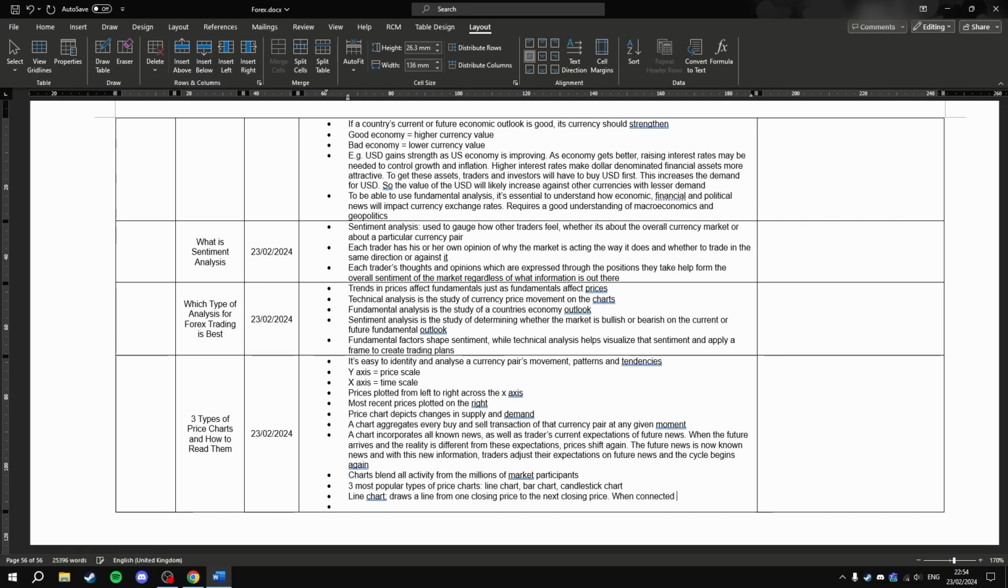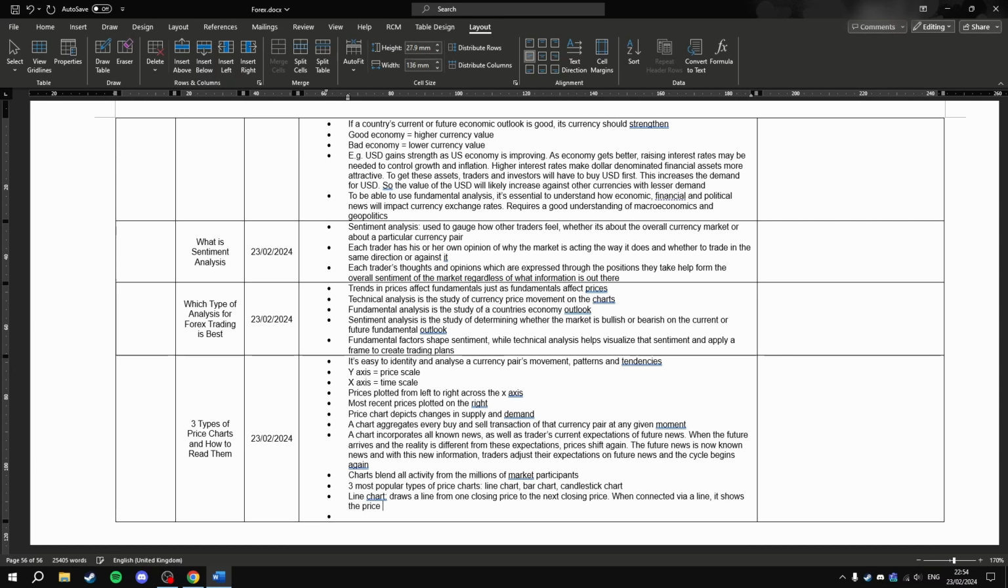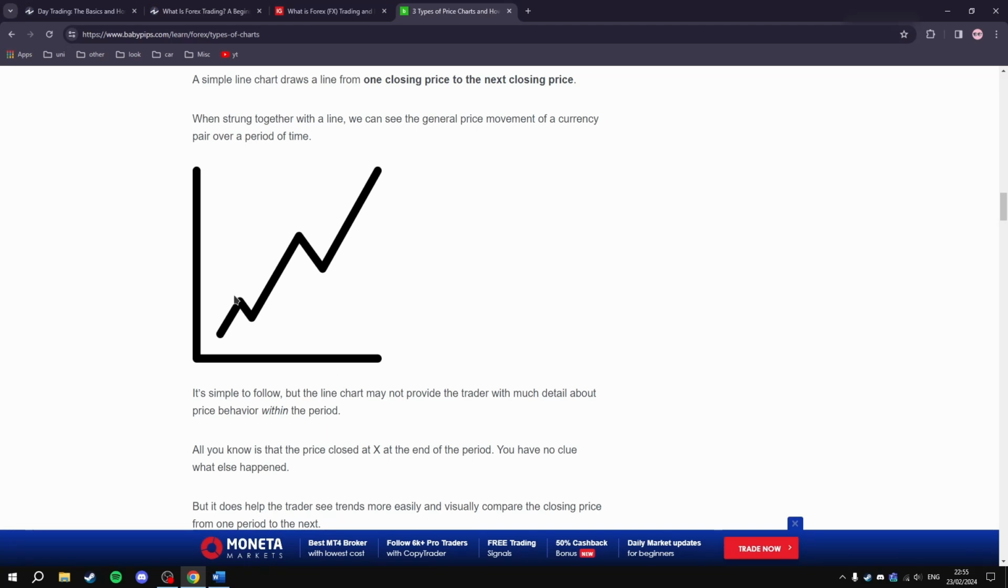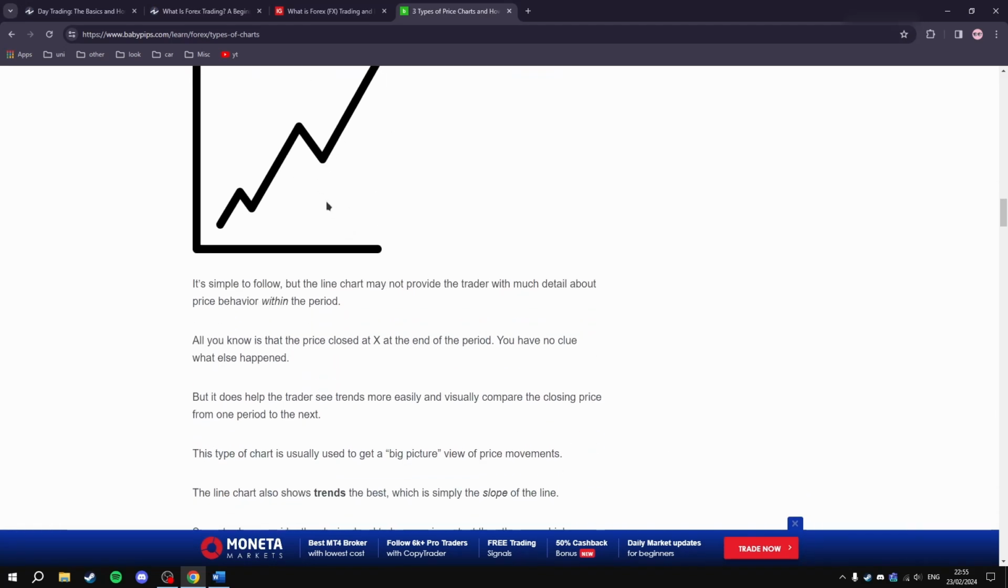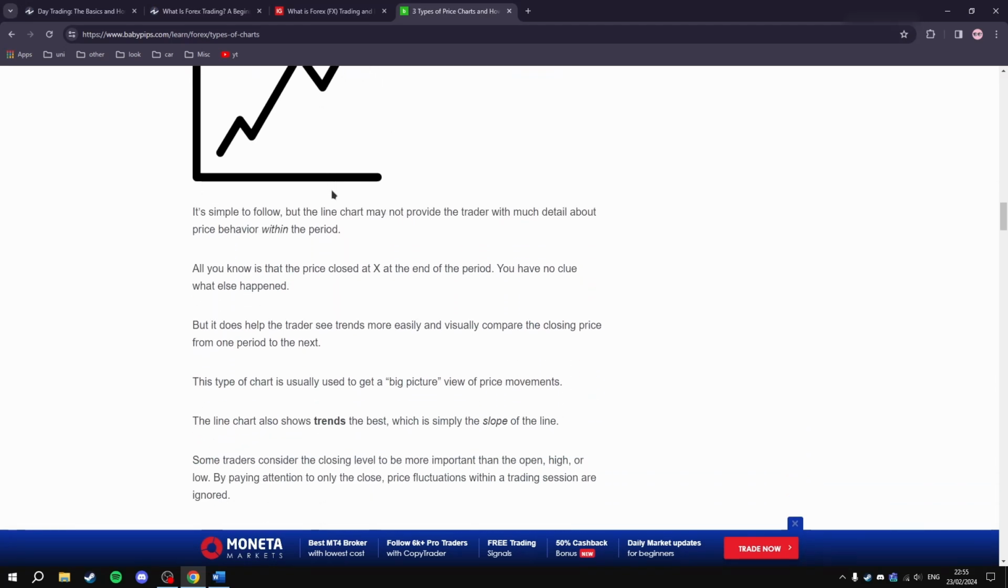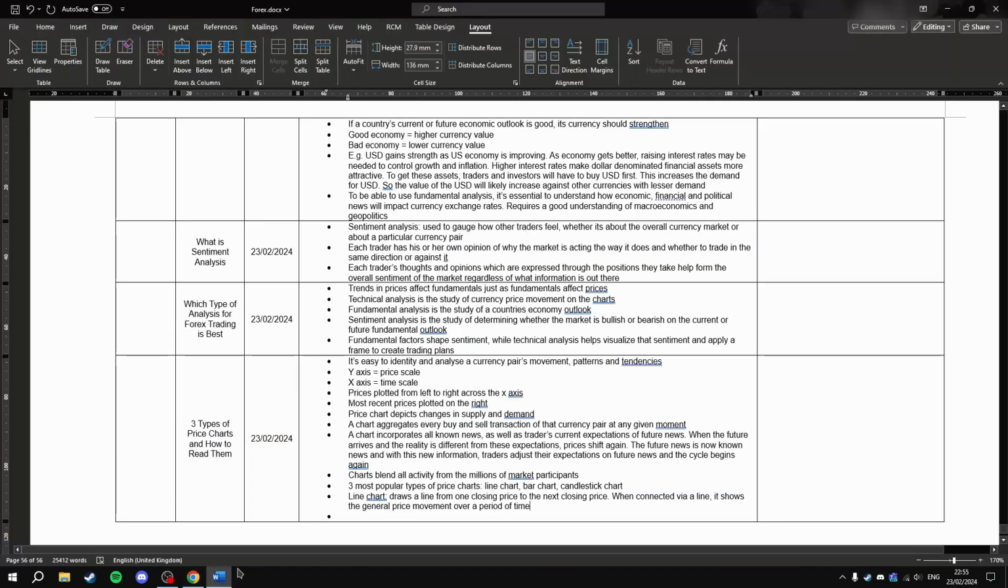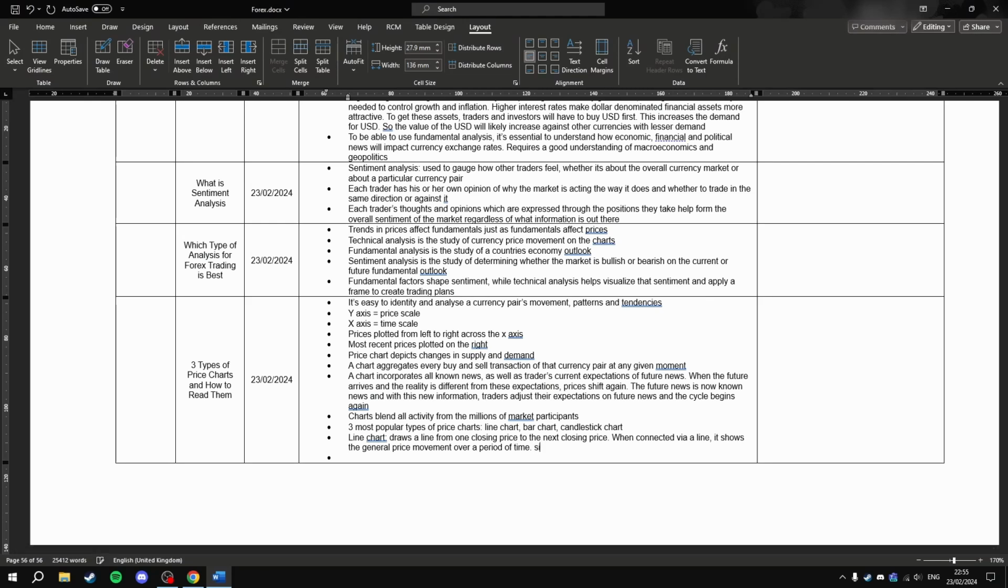When connected via a line, it shows the price, shows the general price movements over a period of time. So, it's simple to follow, but the line chart may not provide the trader with much detail about price behavior within the period.